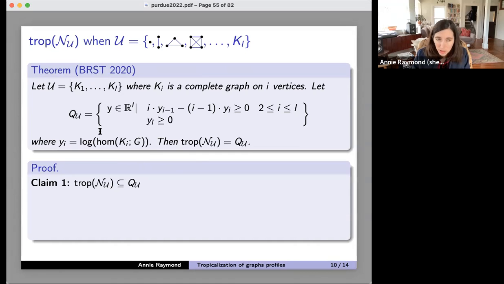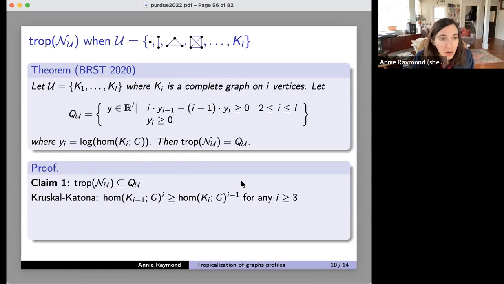So to prove that this is the correct cone, the proofs always work the same. Sometimes they're much harder, but the steps are the same. So we want to first show that the tropicalization is indeed within the cone. And so here, how do we show that it's within the cone? Well, we know some inequalities about homomorphism numbers of complete graphs. We know the Kruskal-Katona inequalities, for example, right? So we know those hold. And so if I take the log of these inequalities, I get exactly the inequalities that I have up here. And so I'm just missing the one when i is equal to 3, but that one is easy to prove.